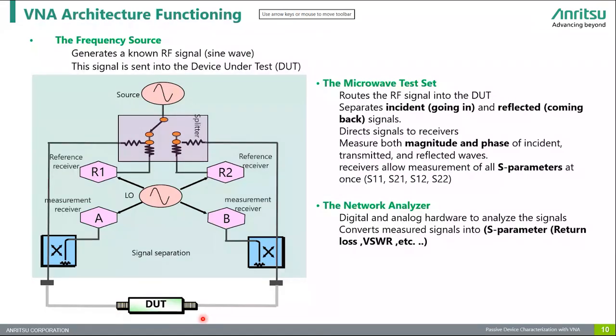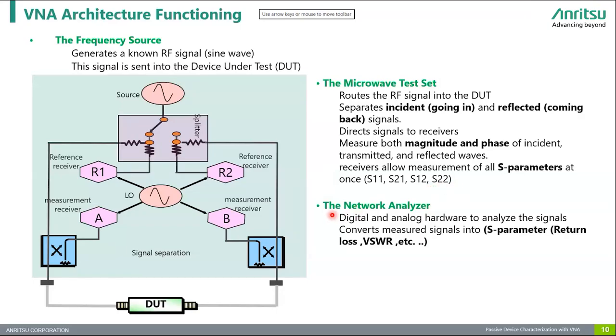And then we come to the microwave test set, which does several critical tasks. It routes the RF signal into the DUT. It uses directional couplers or bridges to separate the incident and reflected signals. These signals are then directed to receivers that measure both magnitude and phase. This setup allows the VNA to simultaneously measure all four S parameters, S11, S21, S12, and S22, providing a complete picture of how the DUT behaves.